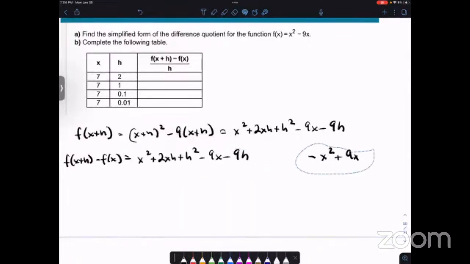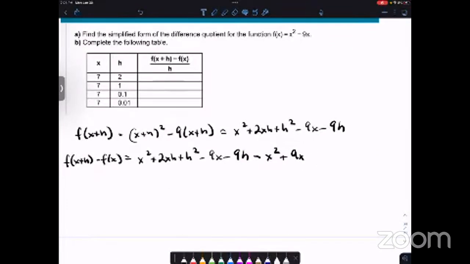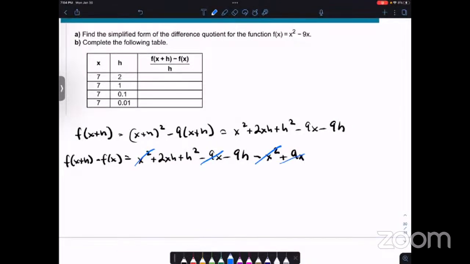Okay. So now let's see if anything cancels. This x squared cancels this guy. I think that was a 9x. This plus 9x cancels this negative 9x. Okay. So then now, ideally, each of the remaining terms should have an h, and they do. So we're good there. So now we can go ahead and do the whole difference quotient, right?